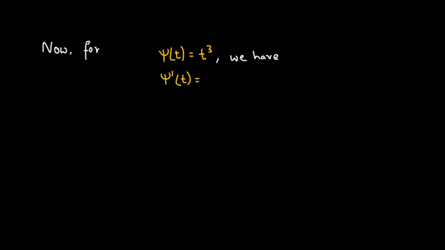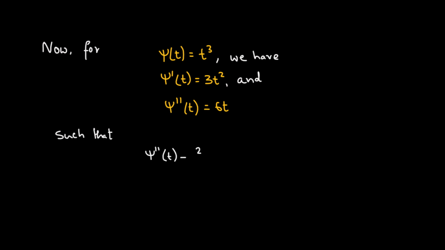that is the first derivative of the function phi with respect to t, equal to 3t squared, and the second derivative will be 6t, such that phi double prime of t minus 2 over t squared times phi of t, which is the differential equation, now becomes 6t minus 2 over t squared times t cubed, which gives us 6t minus 2t.